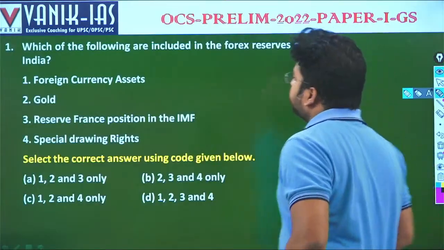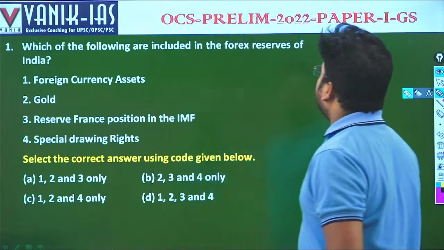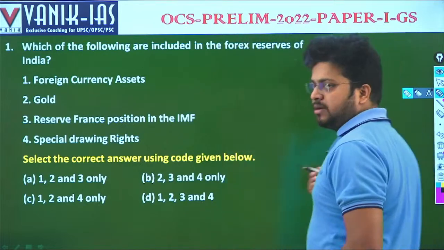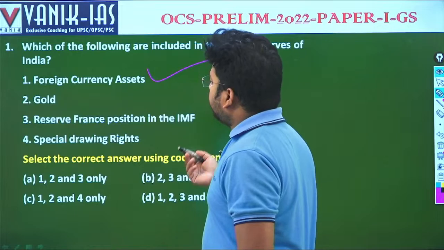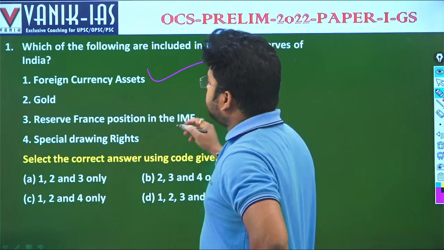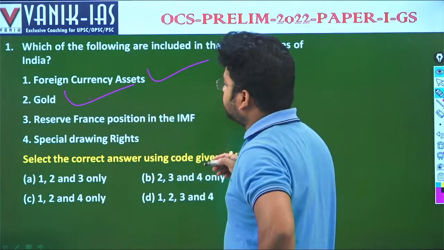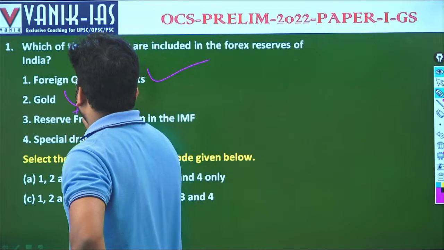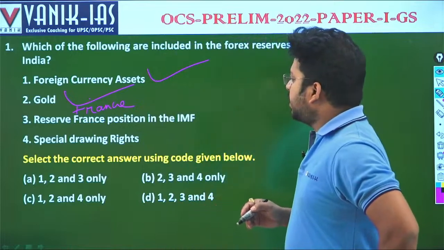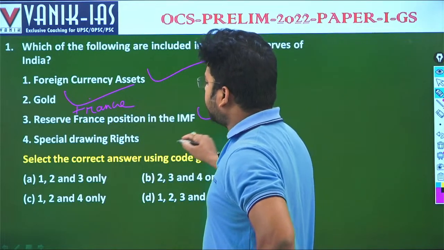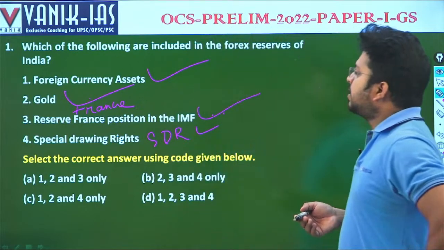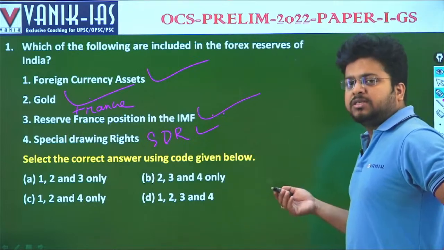First question: which of the following are included in the Forex Reserves of India? One is foreign currency assets, for example dollar, or euro or yen, whatever. Next is gold, this is included. Reserve tranche, not France, this is reserve tranche position in the IMF, it is also included. Special drawing rights or SDR, it is also included. All these four types are included in the Forex Reserves of India. You know what is foreign currency assets?